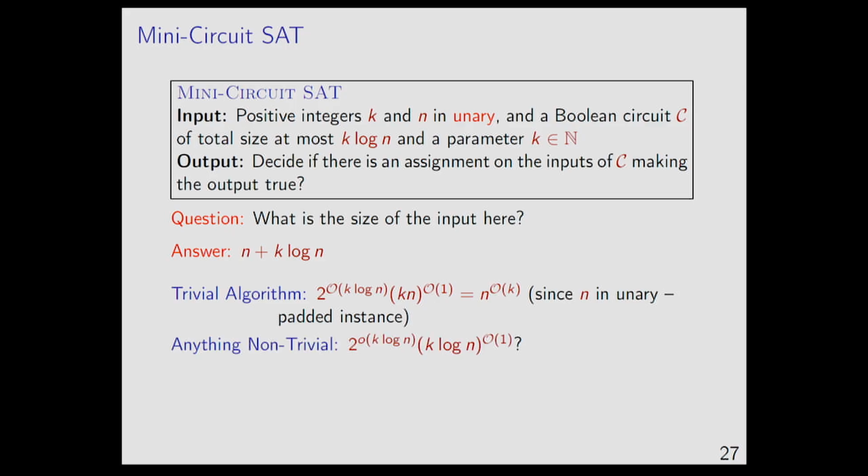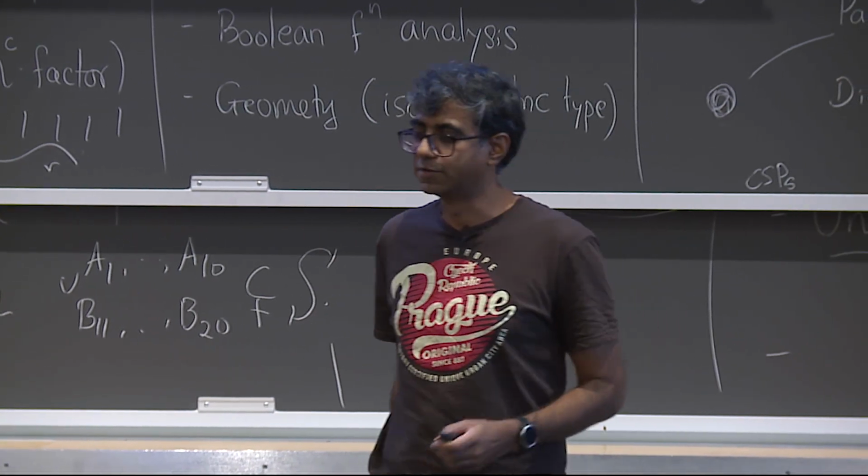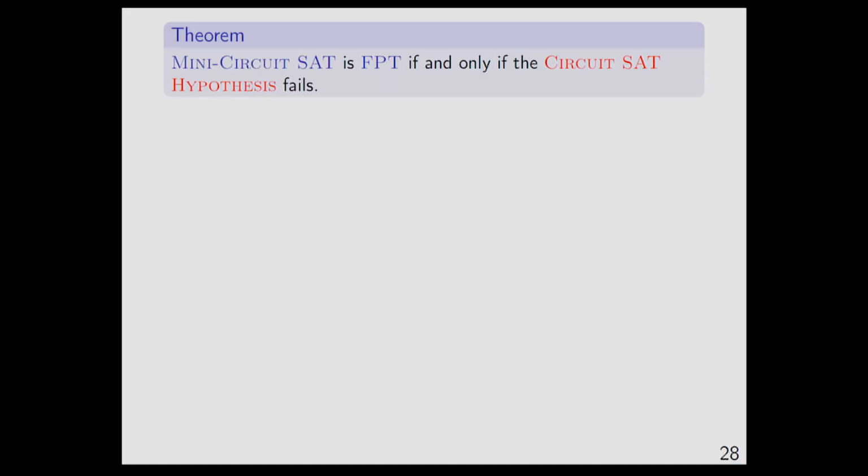Okay? Anything non-trivial? All I'm asking is, for this problem, mini circuit SAT, can we get anything that is 2 to the power little o of k log n? Equivalently, is mini circuit SAT FPT parameterized by k? Right. And that's our first theorem. Mini circuit SAT is FPT if and only if the circuit SAT hypothesis fails. So now we have started to get some sort of running time analog for this. But still, we are talking about mini circuit SAT having no FPT algorithm parameterized by k.